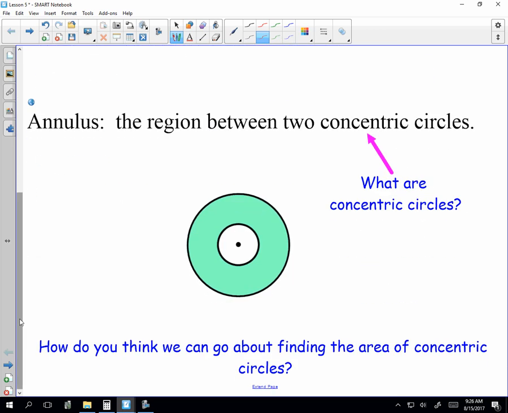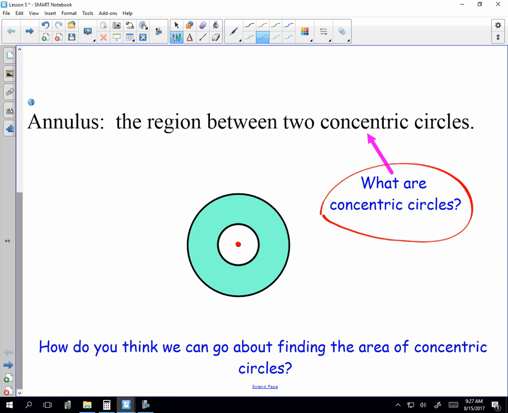Okay, so an annulus is the region between two concentric circles. We looked at concentric circles in an earlier unit. Remember, concentric circles are circles that share the same center and then have different radii.